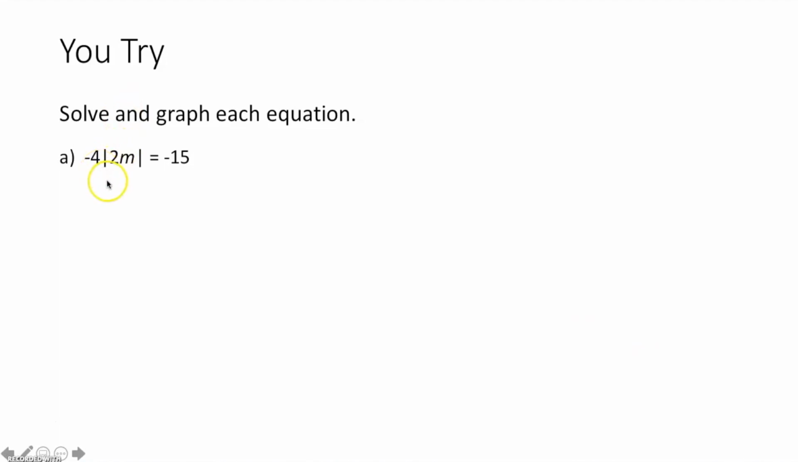Simplify, move, break, solve. So first, can we simplify either side? No, not yet. Next, we need to move our absolute value to the left. Done. Next, move everything else to the right. So what's on the outside of the absolute value sign? This negative 4. So how do I move that over here?